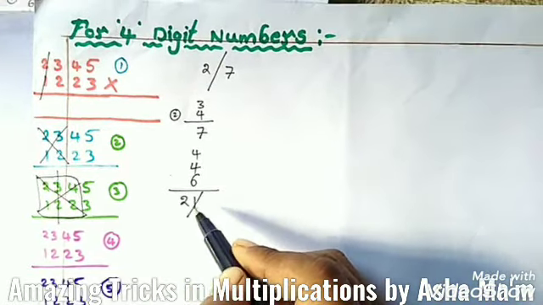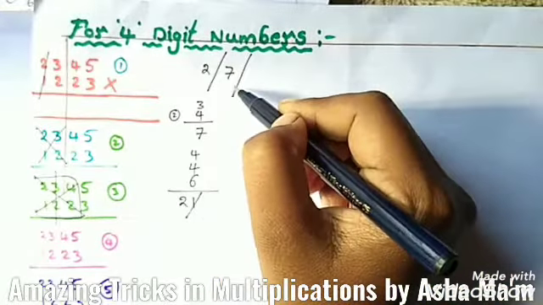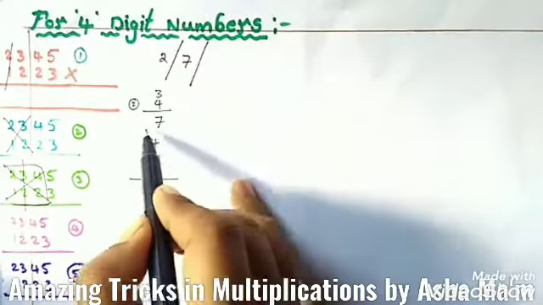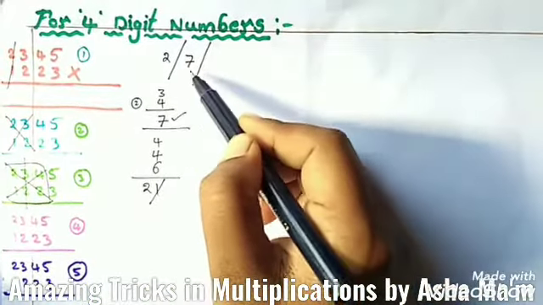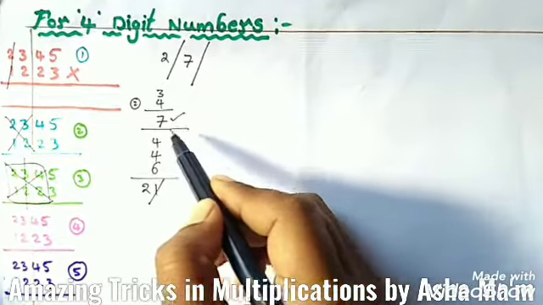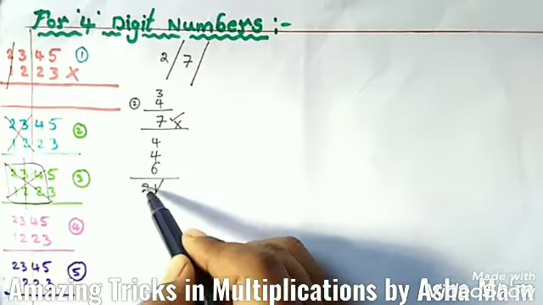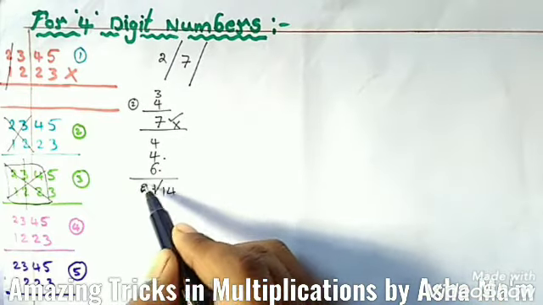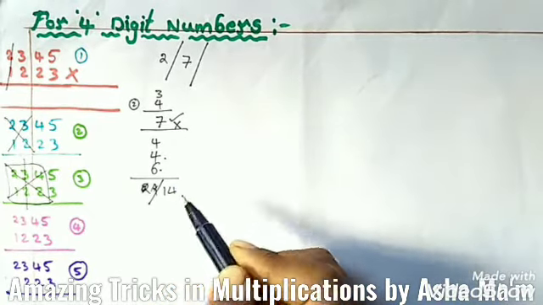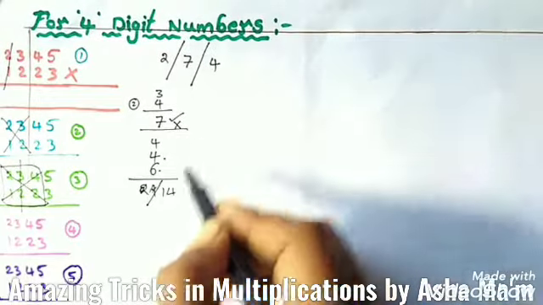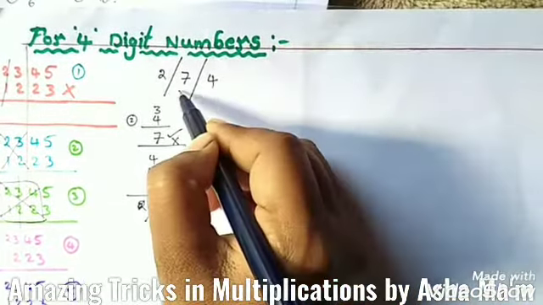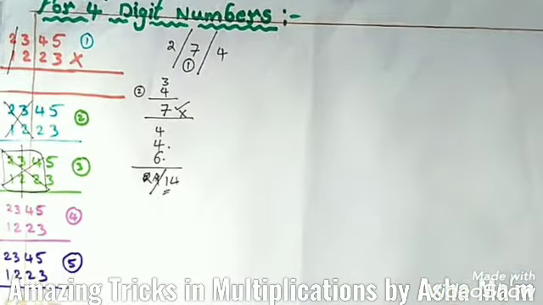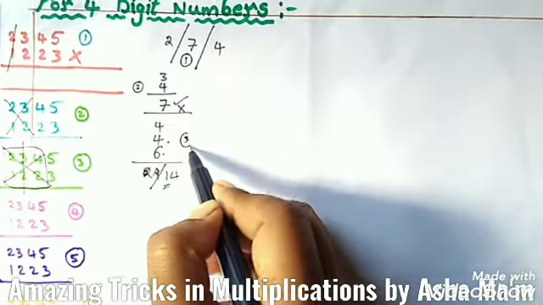Sorry students, here I have made a mistake. This 7 already we have written here, so just ignore this 7. You have to count these numbers only. 6 plus 4 10, 10 plus 4 14. So simple. In that 14 you have to write here only 4. This 1 should be written here below the 7. Okay, right. This is rule number 3.